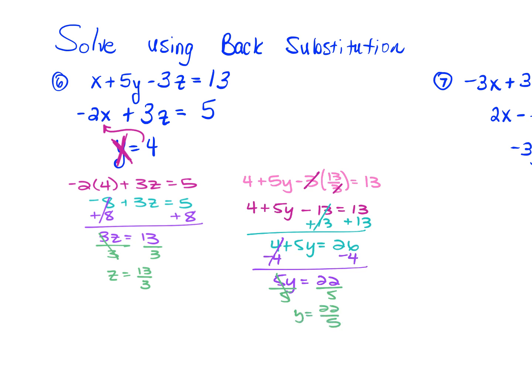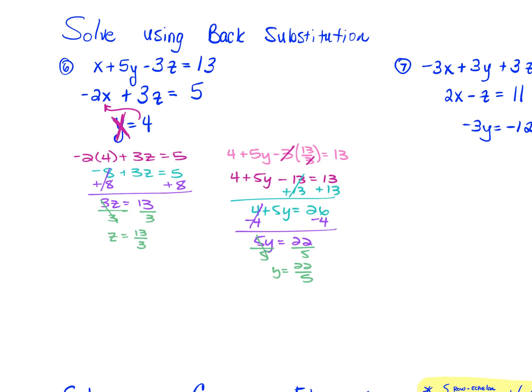Write your answer as an ordered triple. Remember x, comma y, comma z. So that's 4, 22 over 5, 13 over 3.